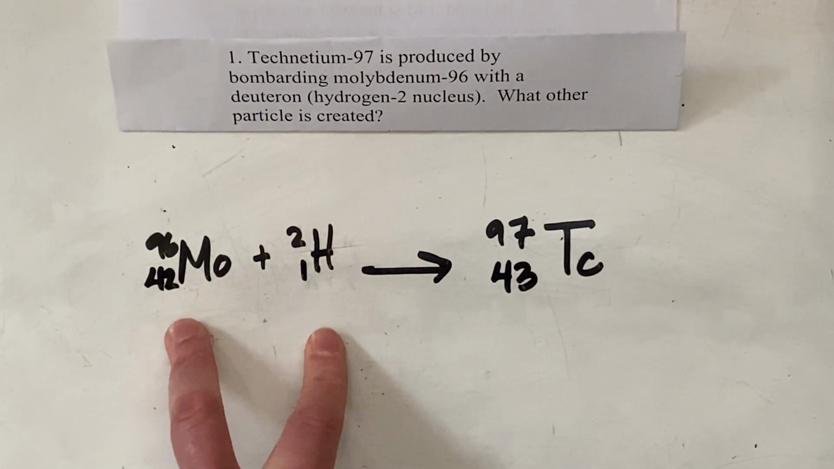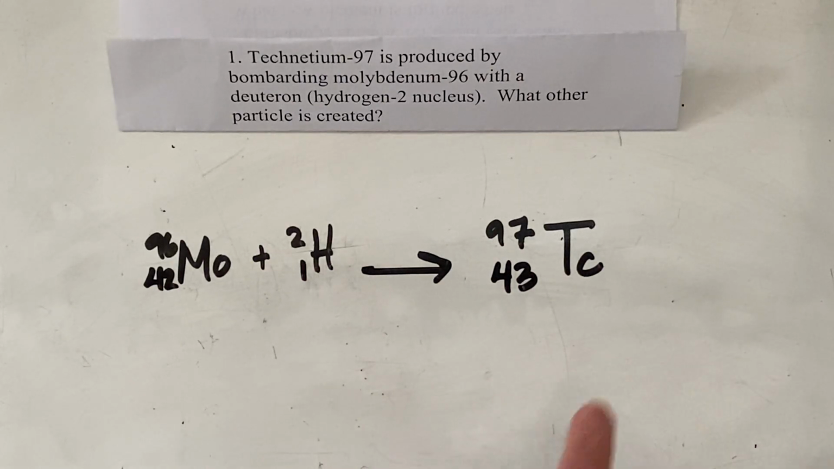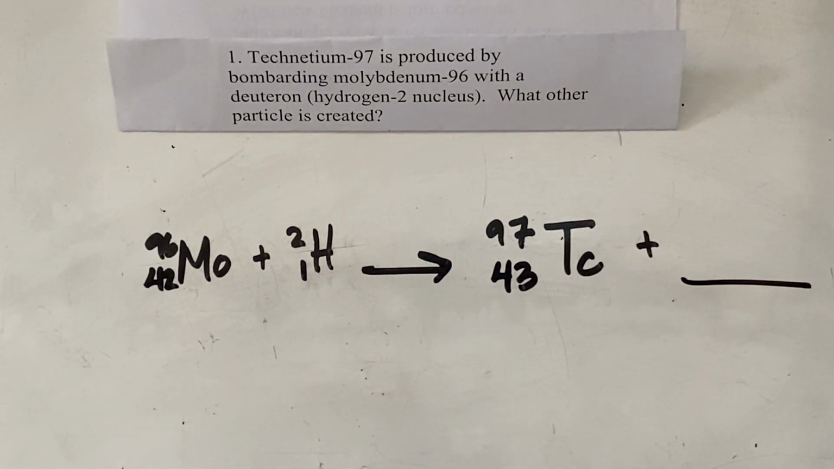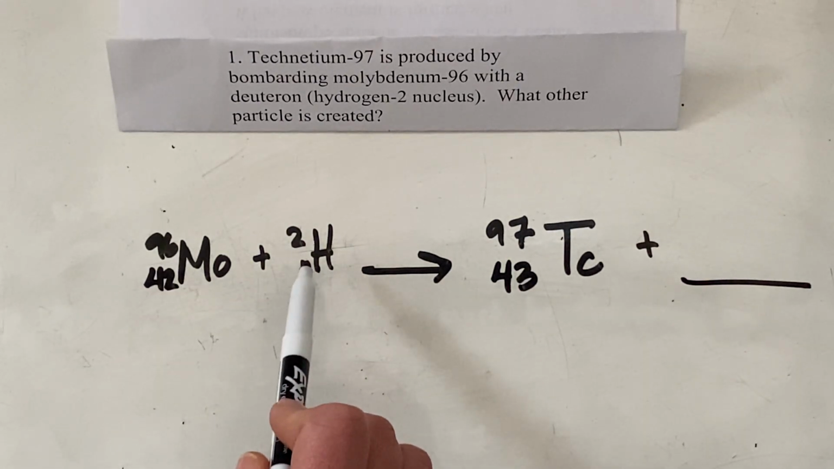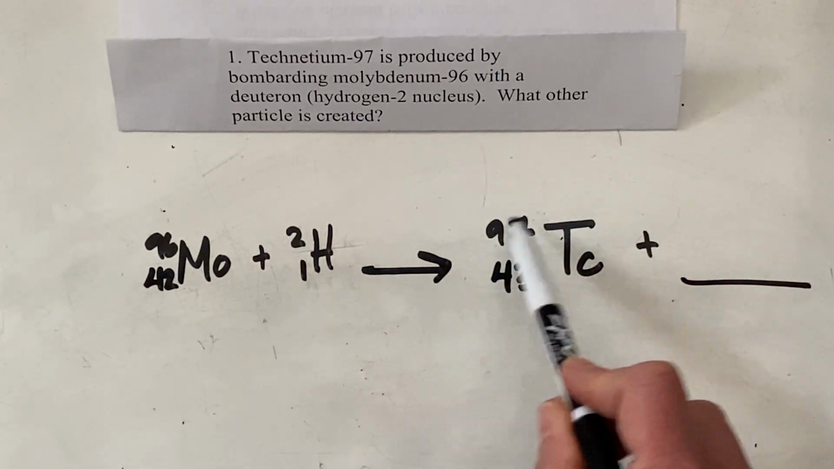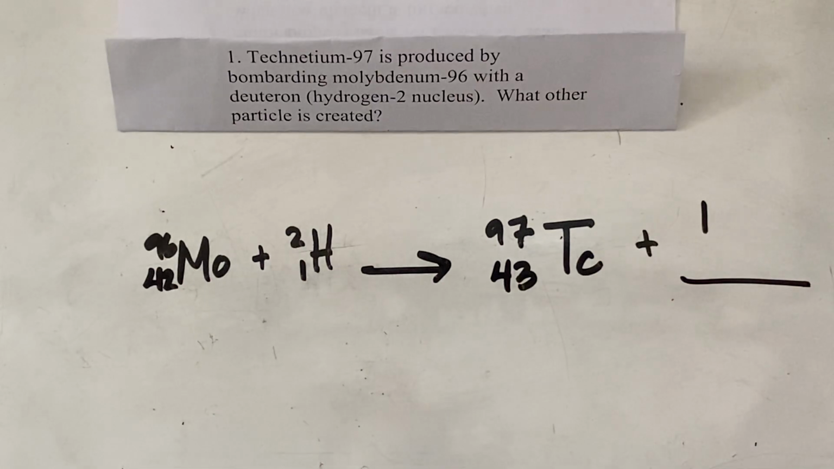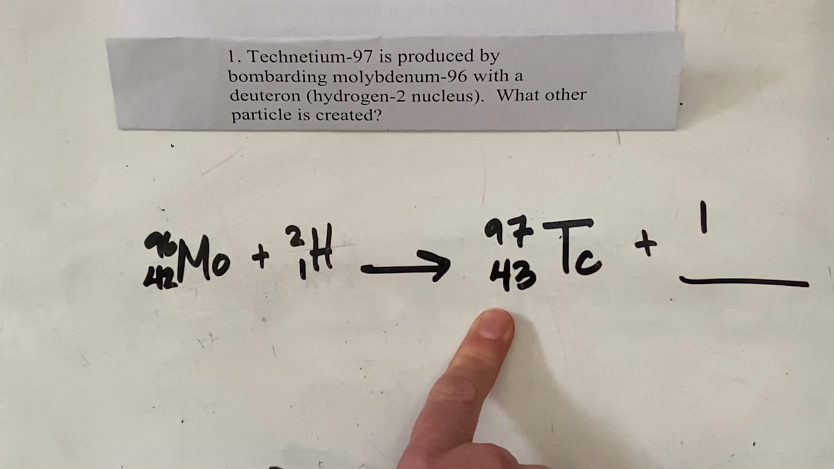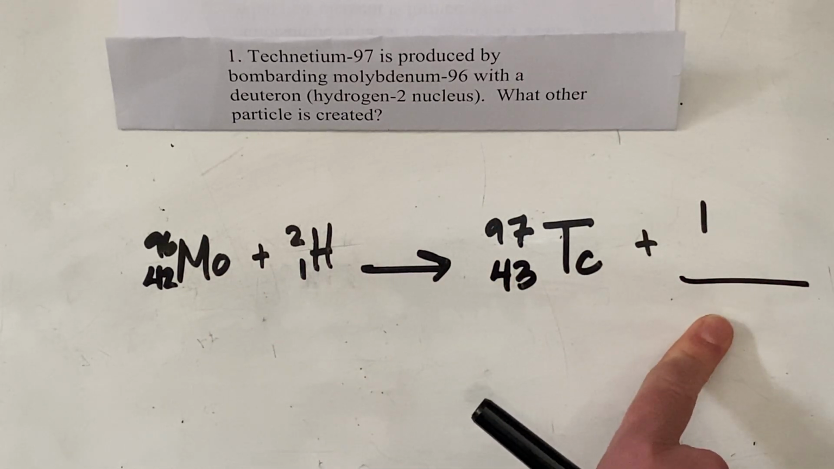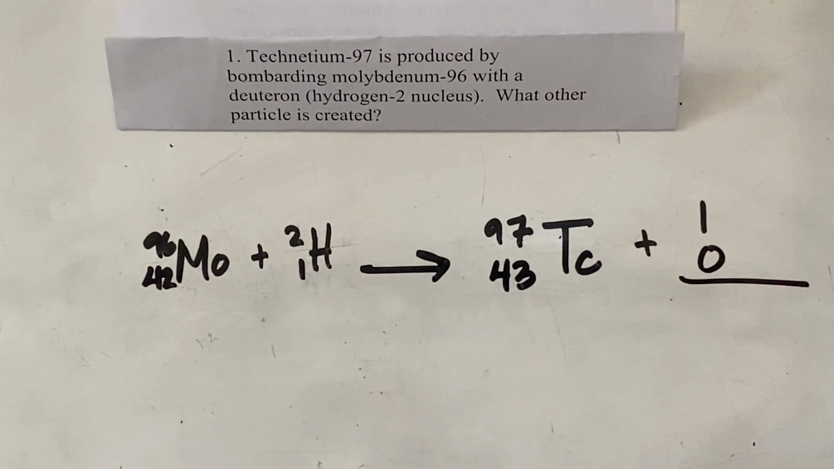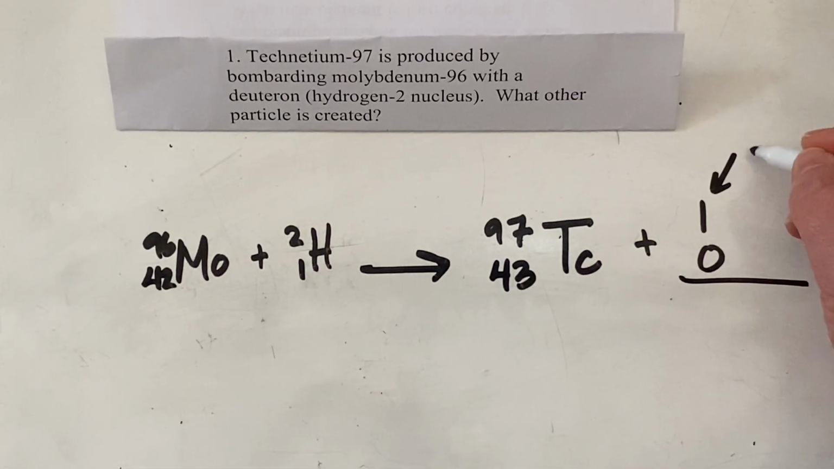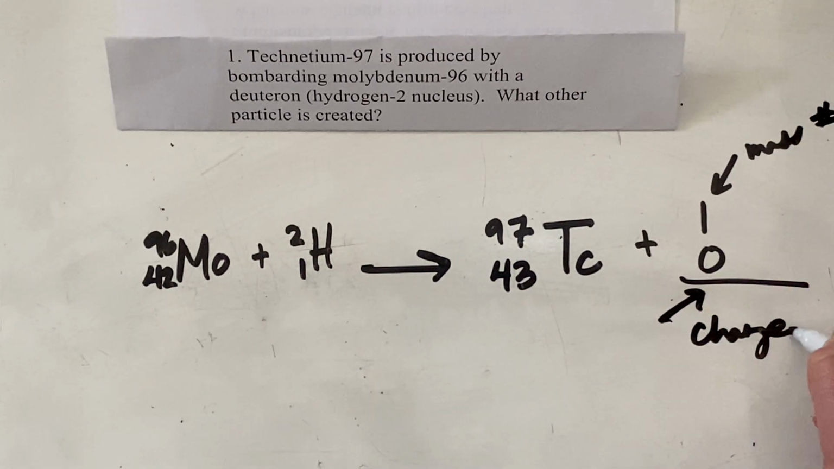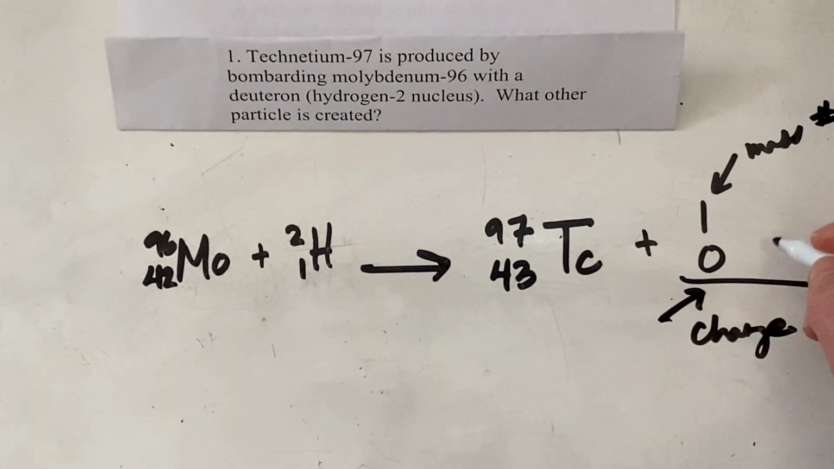Okay, so now we have what's on our reactant side. Let's go ahead and figure out what we need on our product side, because it says what other particle is created. So now what we're going to do is just add up. So 96 plus 2 equals 98. Over here, 97 plus what makes 98? That would be a 1. And then we have 42 plus 1, which equals 43. This equals 43 already. So 43 plus what makes 43? A 0. Now think about this. What has a mass number of 1 and a charge of 0? That particle would be the neutron.